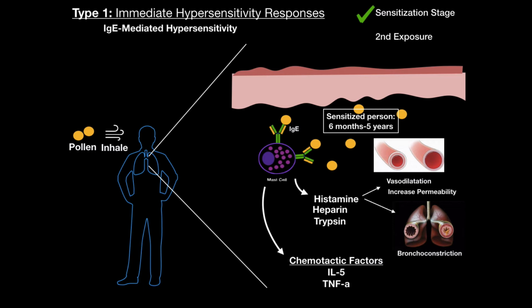It's called an immediate hypersensitivity response because once you're sensitized and you breathe in, let's say, pollen, all of those things happen instantly because you already have antibodies against pollen. So that's type 1. Now over to type 2.